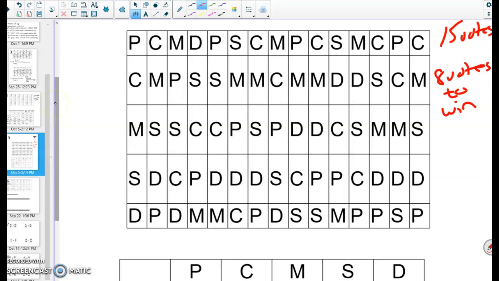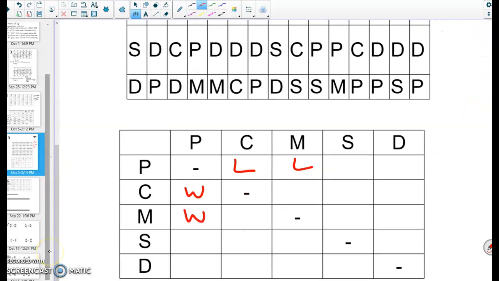Okay. P versus S. That's 1 in the first column. Then nope. 2. Nope. 3. Nope. 4. 5. 6. No. No. No. 7. In the last column it loses. 7 votes is not enough to win. So P loses to S.